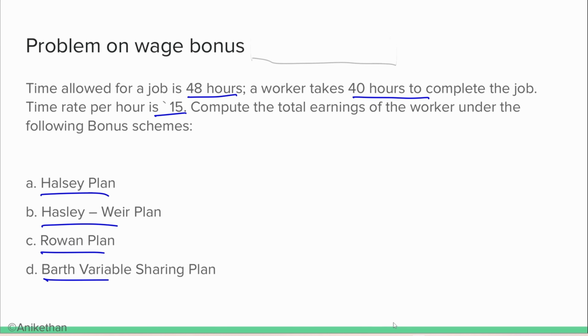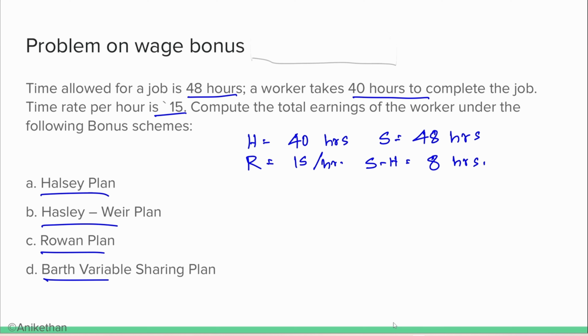How to do this? So first record the data. What all detail is given? So you have H, which is time worked, 40 hours. Then you have standard S, which is 48 hours. Rate R is given as 15 per hour. With this, you can also calculate S minus H, which is the savings, 8 hours.